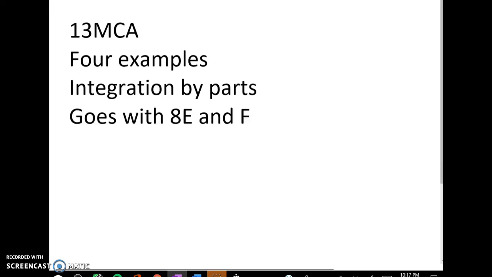This is just a quick video going through 4 examples of integration by parts to give you more practice. And it goes with Chapter 8E and 8F. I don't think the questions are out of there, but I'm going to quickly flick through the 4 questions in this video for you to have a look at.